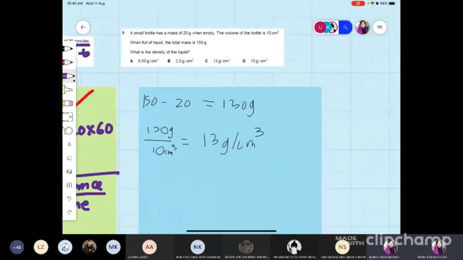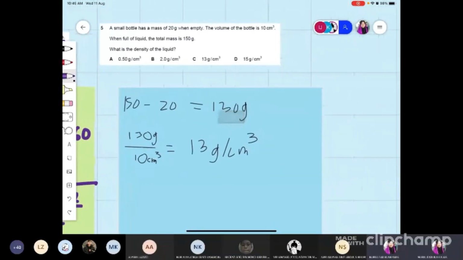Okay, number 5. This one, a small bottle has a mass of 20 gram when empty. The volume of the bottle is 10 centimeter cubic. Alah, cikgu soalan ni senang je. Yes, this is very easy. But maybe ada orang yang ni pun dia tak perasan macam mana nak buat. Dia lupa ke apa kan. Yang susah-susah dia ingat, yang senang dia tak ingat. So this is easy.